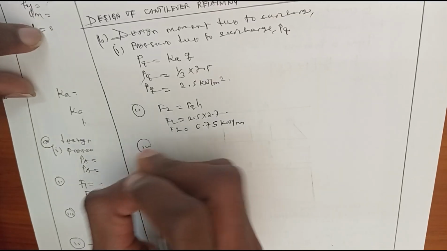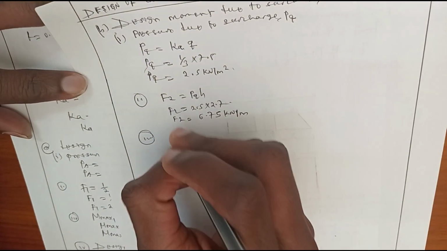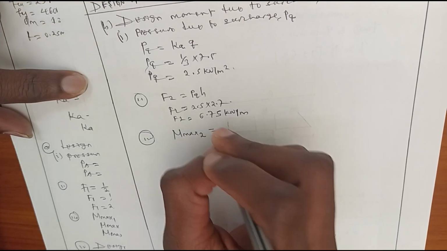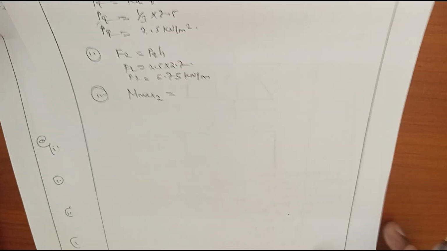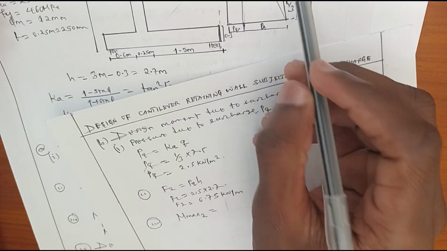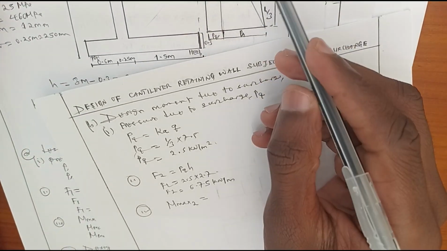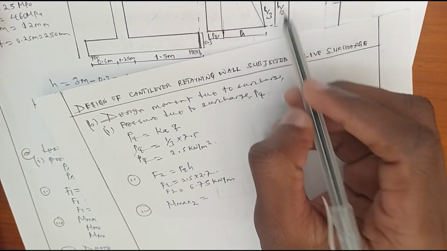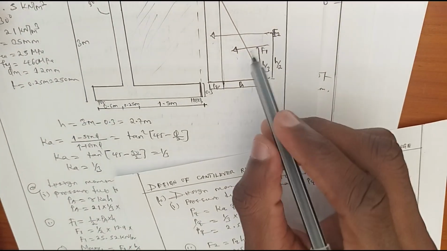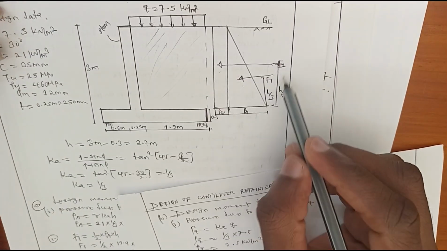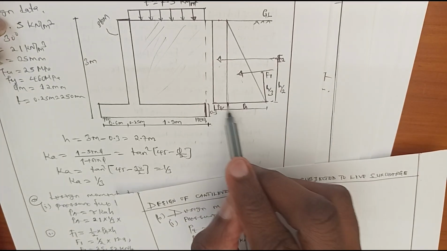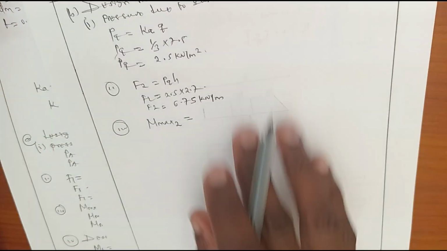The next is to determine the maximum moment due to surcharge. Let's say this is the maximum moment 2. This is the maximum moment. Also, maximum moment always occurs at the base. And this maximum moment due to surcharge is obtained by taking the horizontal force due to surcharge times its perpendicular distance, which is h over 2, will obtain the maximum moment at this base due to the surcharge.